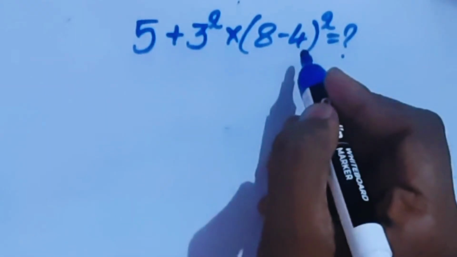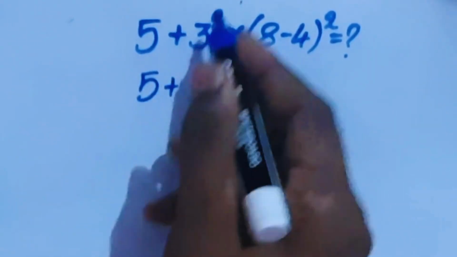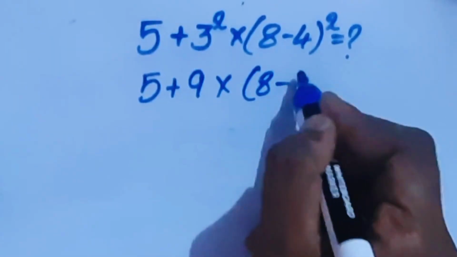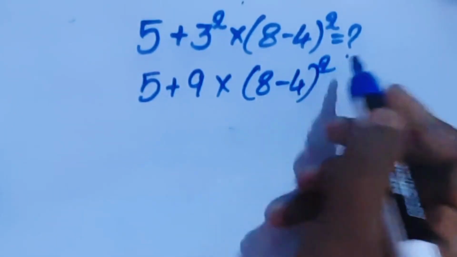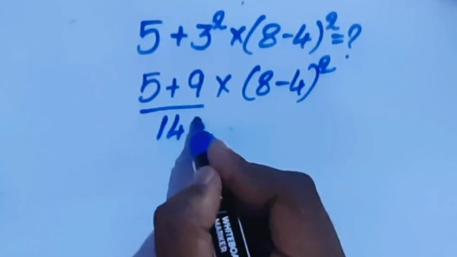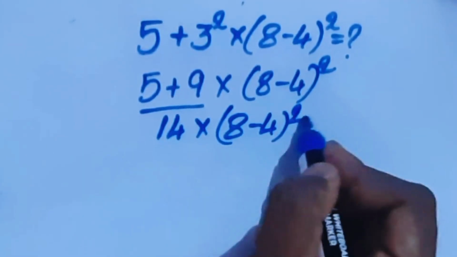I guess most of them get the answer 224 for this problem. Wrong order. Here 5 plus 3 square is 9 times here 8 minus 4 in bracket whole power 2. Here 5 plus 9 is 14 times 8 minus 4 in bracket whole power 2.